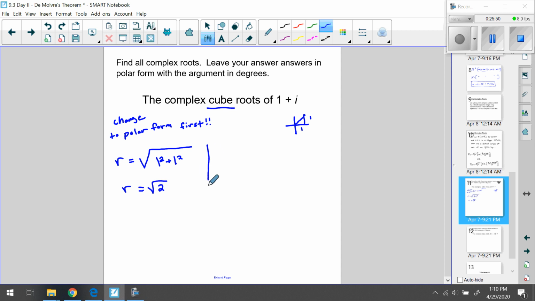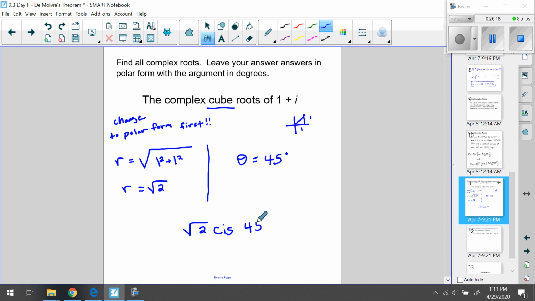And then for our angle, this is one that you should recognize as 45 degrees. But keep in mind, you're always welcome to do the inverse tangent if you want to. You would just do inverse tangent of 1 over 1, which is 45 degrees. If you need to use your inverse tangent button, you're welcome to, but sometimes you should be able to recognize what that angle is without any further work. All right, so this number in polar form is root 2 cis 45 degrees.